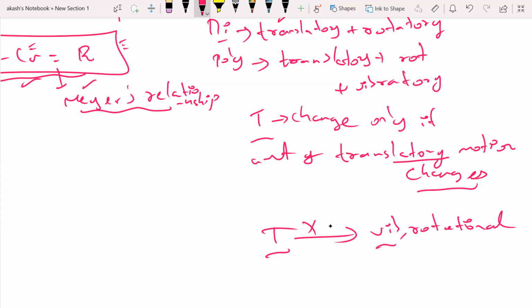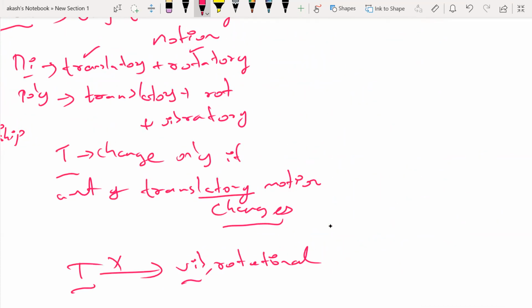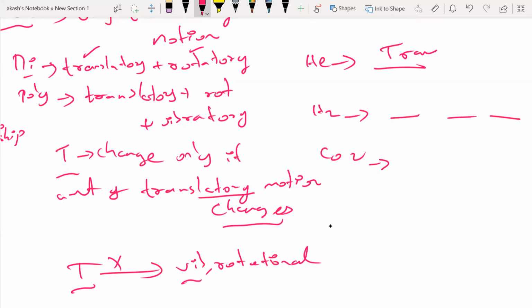Okay, right. Now let us look into this. Say I have a gas, let me take helium for that matter. It has only translatory motion, and let us compare it with H2 and CO2, which have more types of motion. Here, for H2, it is going to have only two: translation and rotation are possible. And CO2 is going to have all three: translatory, vibration, and rotational motion.